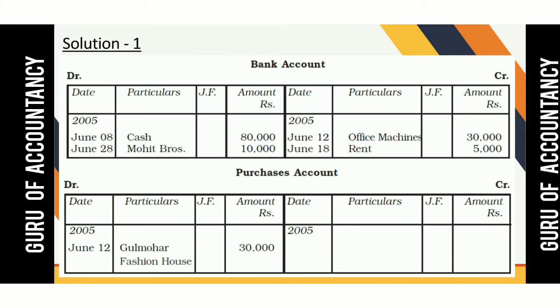Now we know the debit side total is 90,000, but the credit side is 35,000. So if you do 90,000 minus 35,000, the remaining amount would be 55,000. So that 55,000 would be the balance of the bank account. It indicates that in your bank you have a balance of 55,000 rupees. In front of that 55,000 you will write on the credit side, by balance carried down. So in that way we have to find the balance.